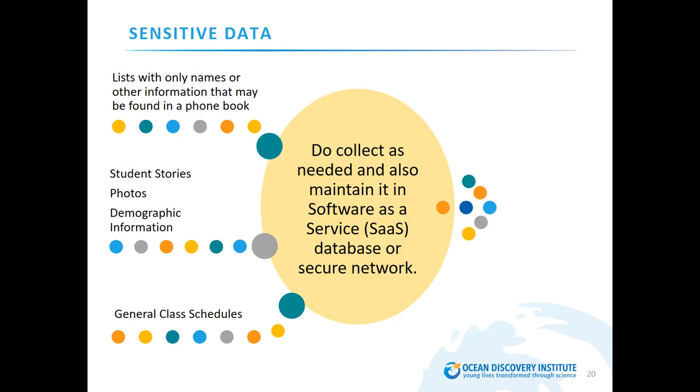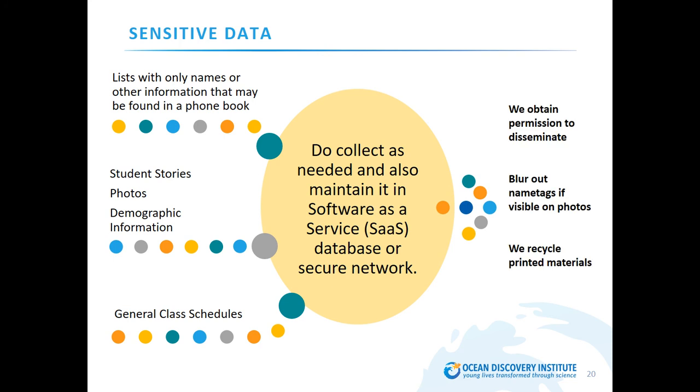Sensitive data such as this we collect as needed. We still maintain it in the databases or secure network. With sensitive data, in addition, we obtain permission to disseminate via a formal written consent or verbal agreement, depending on the use of the data. When we use photos on materials, we blur out name tags if first names and last names are visible. Any sensitive material that is printed, we may recycle.